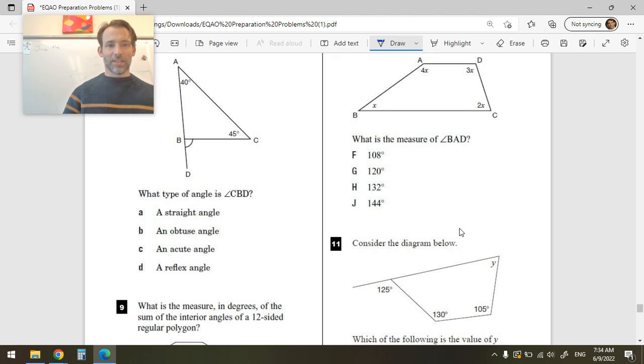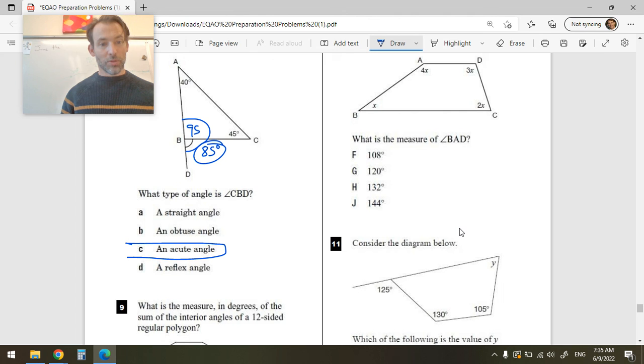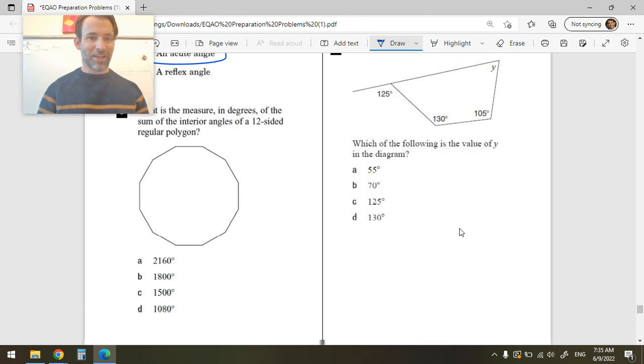Now, let's find this angle in here. 40 plus 45 is 85. So 180 minus 85 gives us 95 degrees here. This would be 180 degrees. So this would be 85 degrees. 85 degrees is less than 90, so this is an acute angle. It looks acute on the diagram as well. If you just look at it and you're like, oh, that's an acute angle, then you know.